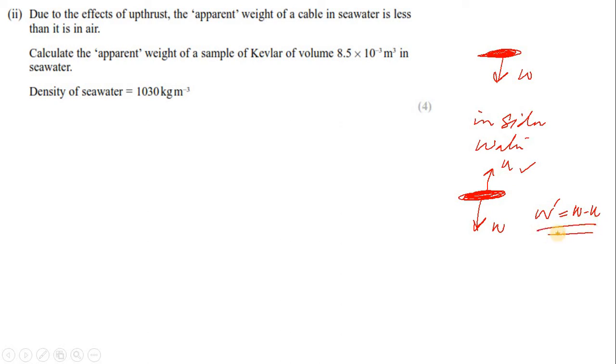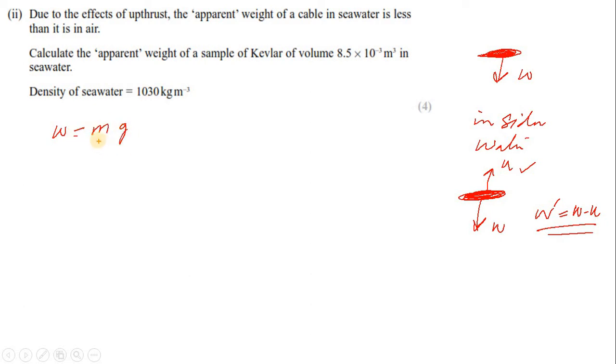That's what we need to do. That means we need to find the weight of the Kevlar and the upthrust acting on the Kevlar. So let's just find the weight first. The weight of the Kevlar is W equal to mg.